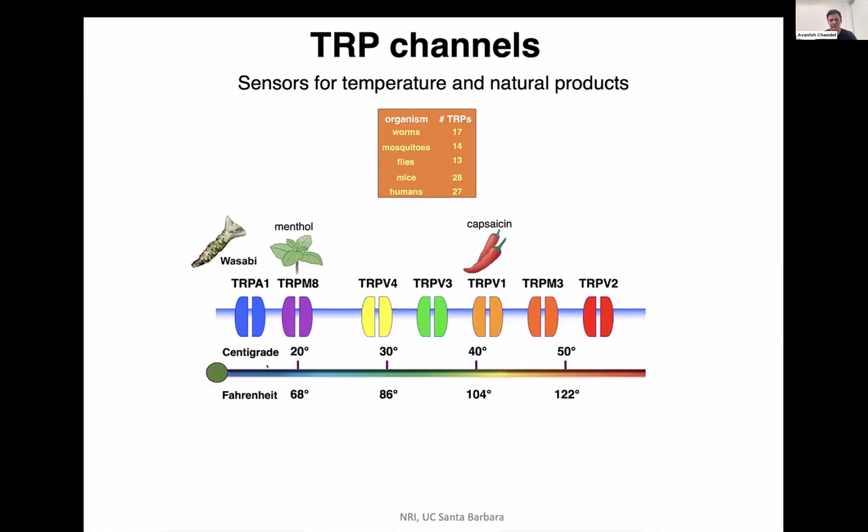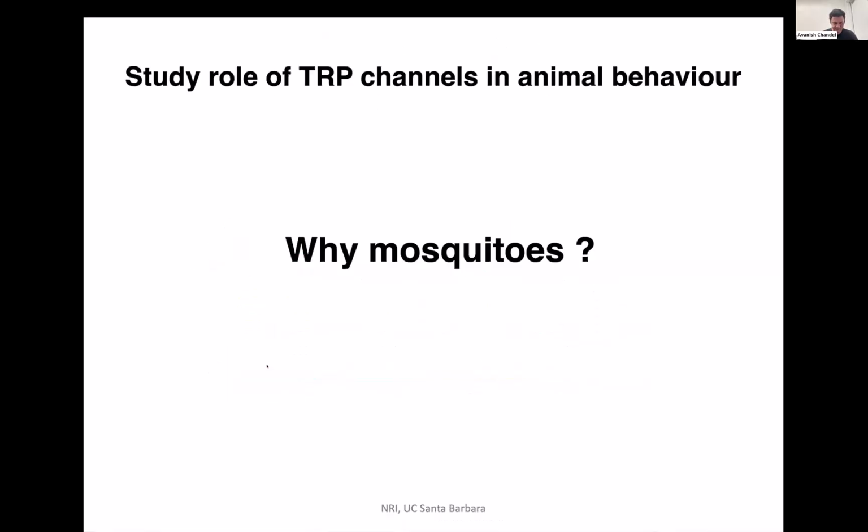Now, a unique feature about TRP channels is that these are ion channels that can respond to completely different sensory modalities. The same channel can respond to a change in temperature, and the same channel can also respond to natural products. So these are multimodal in nature. A same channel can respond to two totally different sensory modalities. And this property of these channels will be the foundation of my work later.